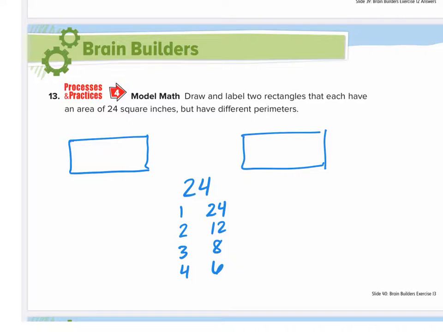So I can make one of my rectangles have a width of 1 and a length of 24, and a width of 2 and a length of 12. And whenever I multiply these together, the area is going to be 24 square inches and 24 square inches.